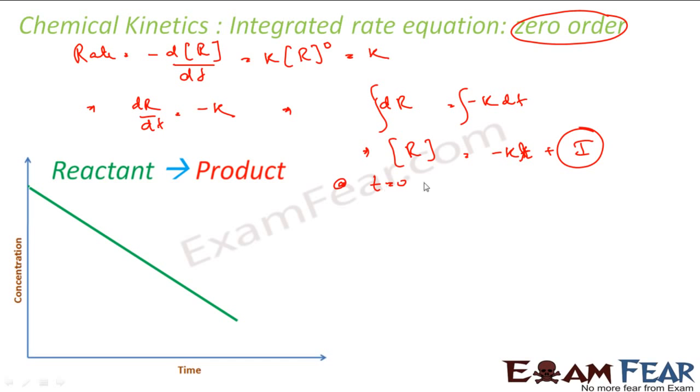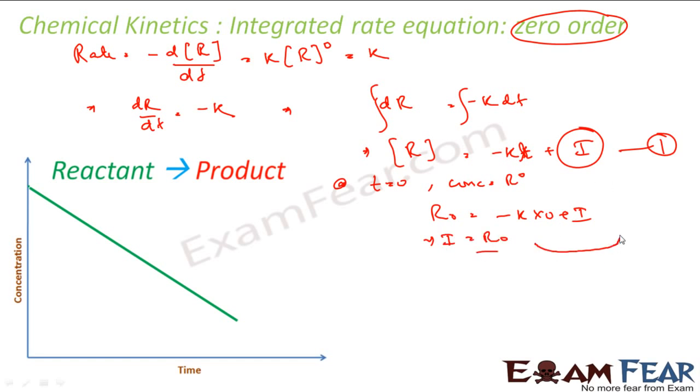So let's see, at t is equal to 0, my concentration is what? [R]0. So let's put the value in this equation 1. [R]0 is equal to minus k into 0 plus I. So my I is nothing but [R]0, the initial concentration. That is the value of I. So with this, my equation becomes [R] is equal to minus kt plus [R]0. Correct?